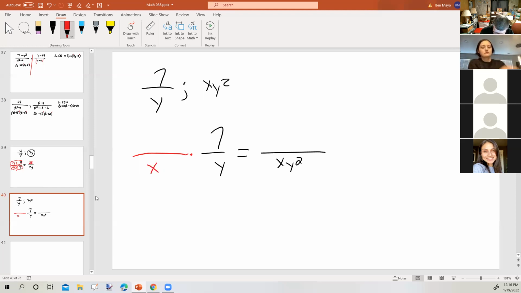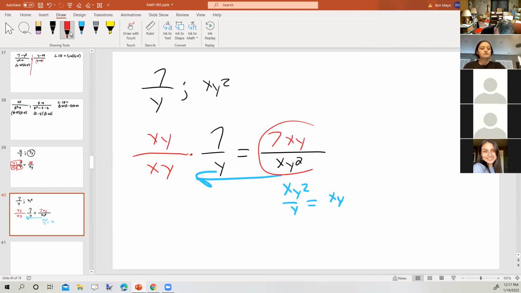What am I missing? x. No, I've got an x. What else? Y. There you go. Because that xy times y would be xy squared. You seeing it? Let's go backwards. xy squared divided by y would be xy. So going this direction, now my new numerator is 7xy, and that's my final fraction.